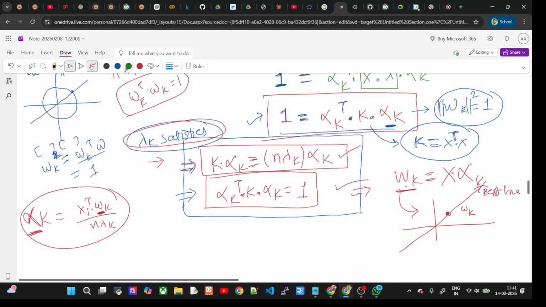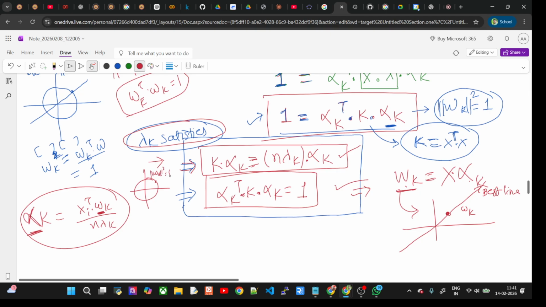You need the alpha k which satisfies K into alpha k equal to n lambda k into alpha k, and you need the wk to have unit length 1. That circle should have unit length 1. It should not go outside that. So you are interested in wk with unit length 1.